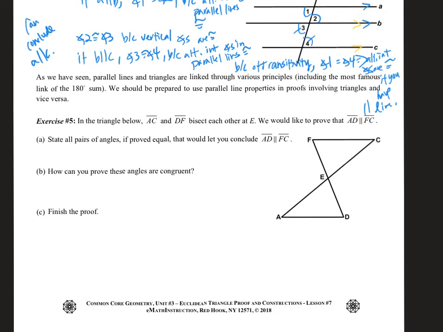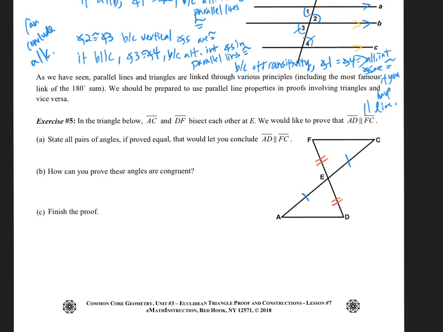In this triangle below, AC and DF bisect each other at E. So I know that AC is bisected by E. So this segment is bisected by E, so I know that AE and EC are going to be congruent to each other. Let me just mark that, AE and EC. And then also that DF is bisected, so I know that DE and EF are congruent. Let me just mark that with 2. So we would like to prove that AD is parallel to FC. We don't know that yet, right?